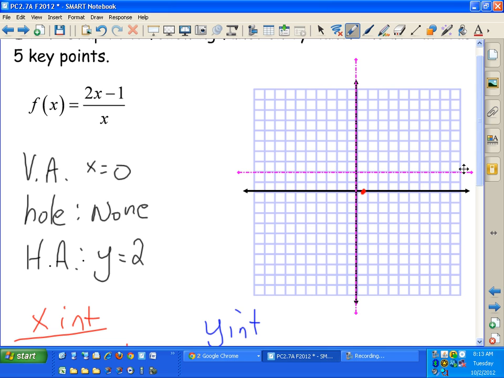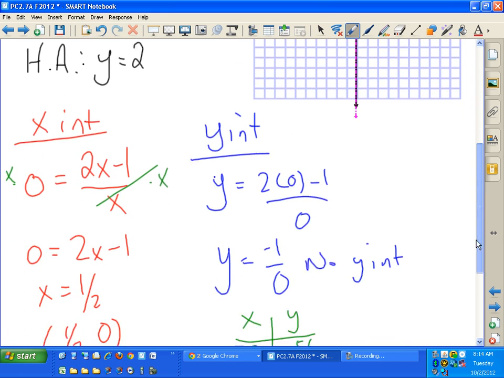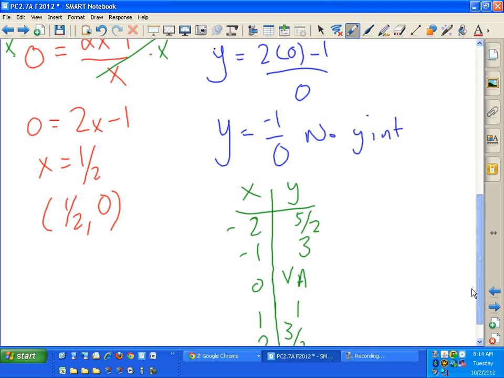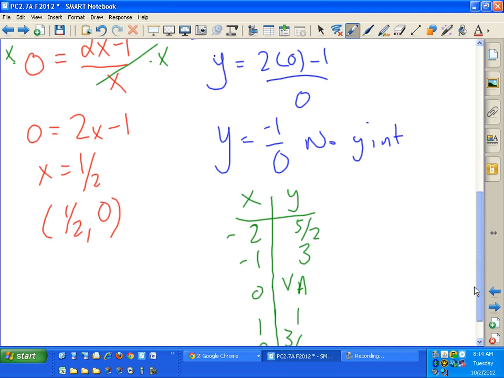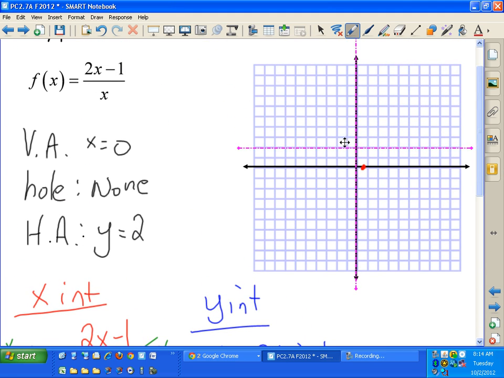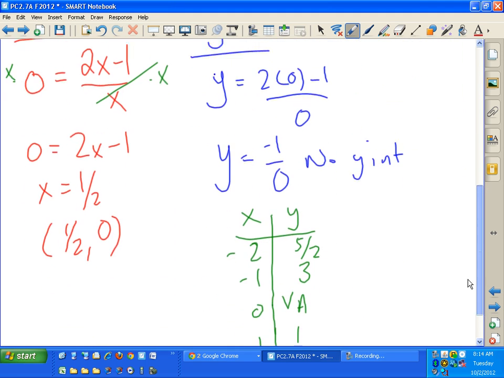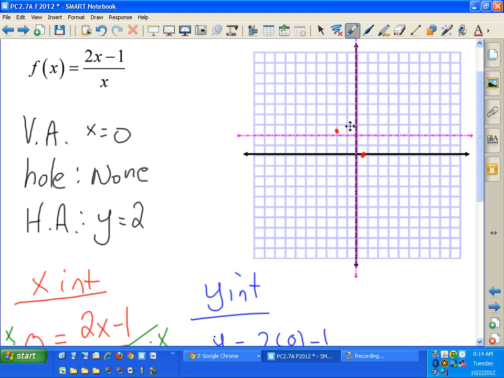And then let's see. All right, go back down here. At negative 2, I'm at 5/2, which I believe is 2.5. So at negative 2, I'm at 2.5, somewhere right there. At negative 1, I'm at positive 3. So you can see that my graph looks like it's going to be approaching both asymptotes, the horizontal and the vertical asymptote over on this side. So probably enough information over here to get a sketch of what is going on.